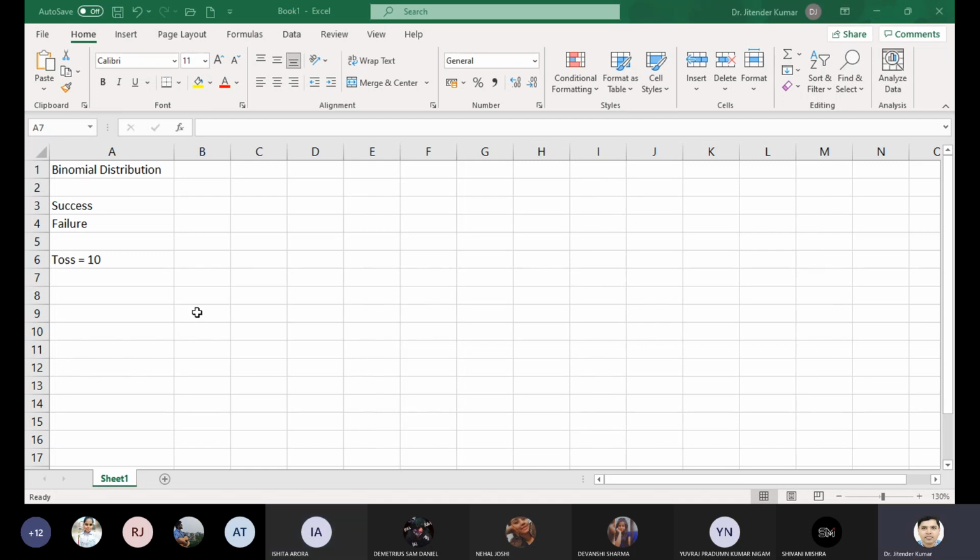The question is, I am tossing a coin 10 times. How many times should I get heads and how many times tails? I'm not sure, but it's 1 by 10, the possibility of heads and tails. Okay.